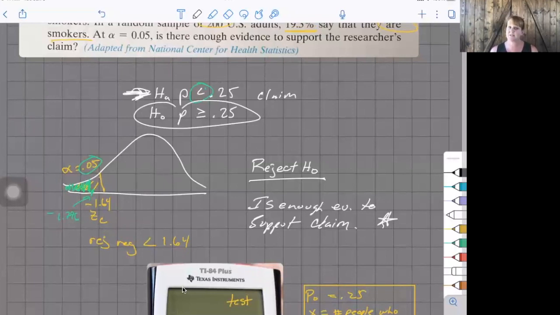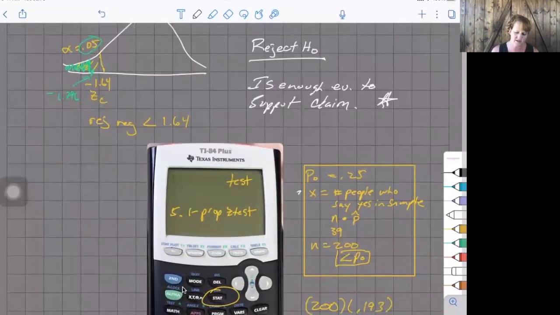And that's all there is to these, just a new menu option and maybe refreshing your brain about what X is right here. And other than that, you're in good shape.